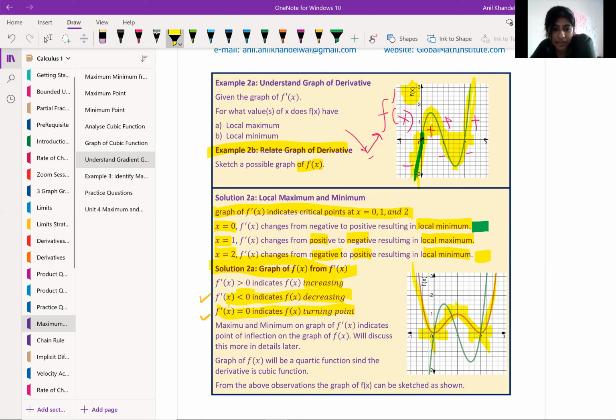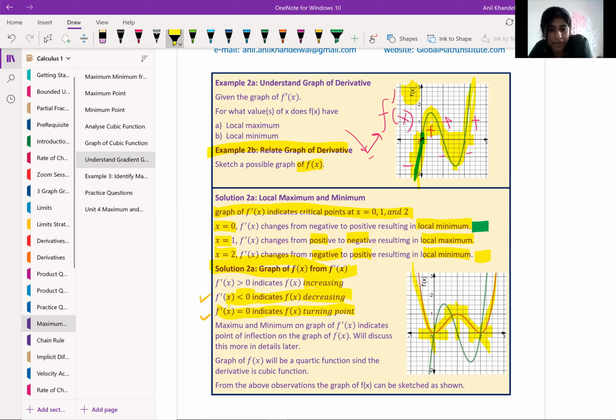Three turning points. Look at the green graph. Those zeros are the green graph zeros. Is that okay? So those 3 correspond to turning points. Perfect. Now, read the rest.